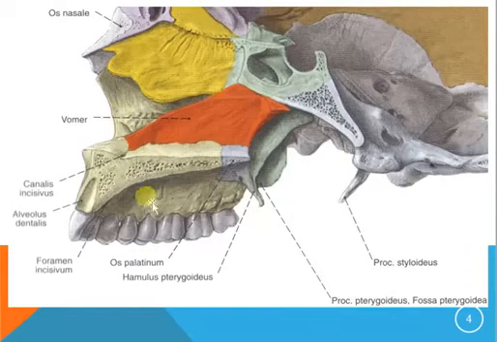This is an inner part of the maxilla. An important canal is the canalis incisivus, right here, which opens in the foramen incisivum. Here pass the nerve, the artery and the vein that supply the anterior teeth with blood.